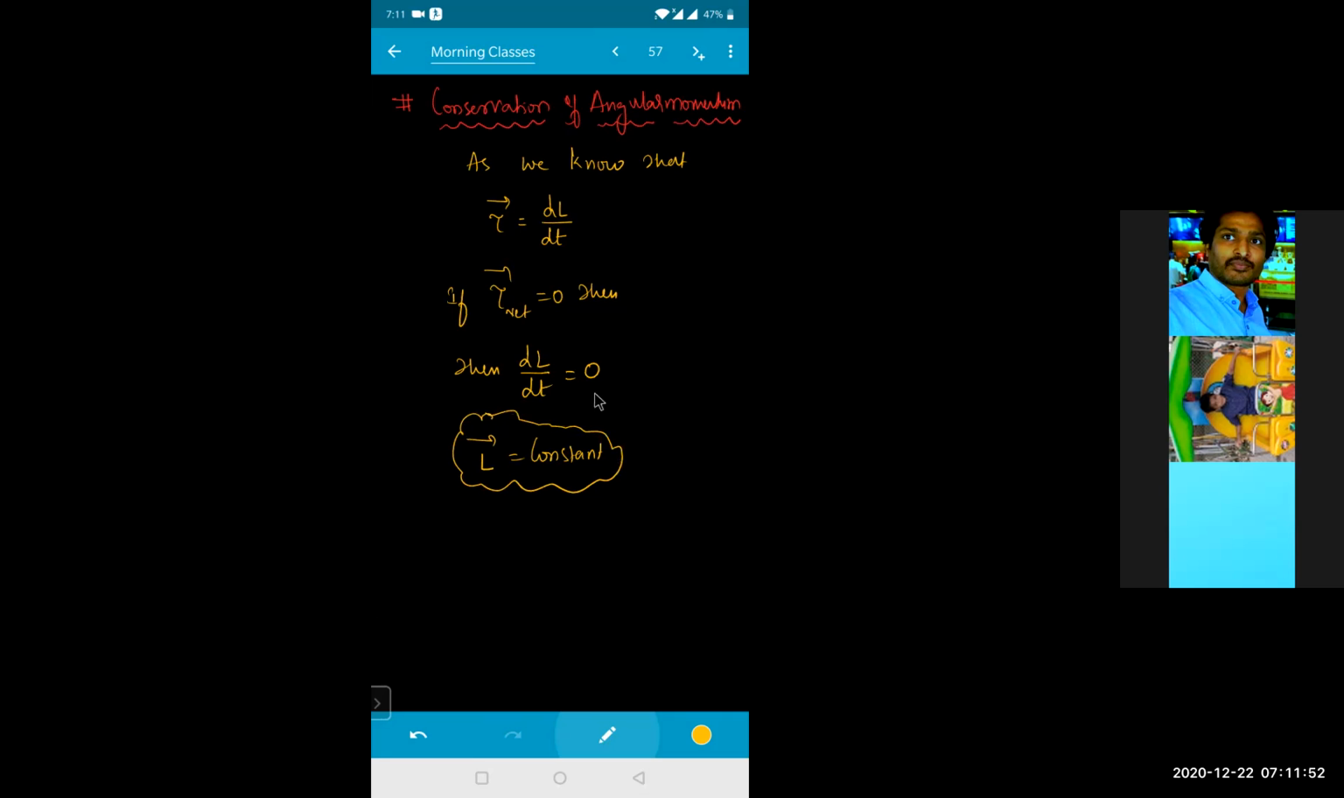Equals to constant, then only this value is equal to zero. That means when the net external torque acting on a system is zero, the total angular momentum of the system is constant. So I can write the definition here right now.